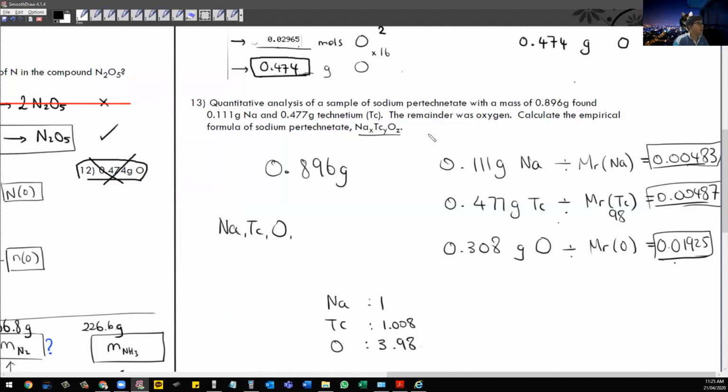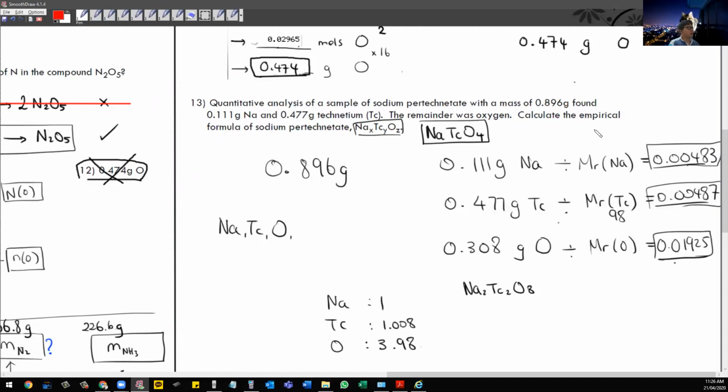So I'm guessing the formula for this one is NaTcO4. Okay? So that's the answer. Now, obviously, the formula could actually be Na2Tc2O8, right? They will also have the same ratio because we only worked out the ratio.